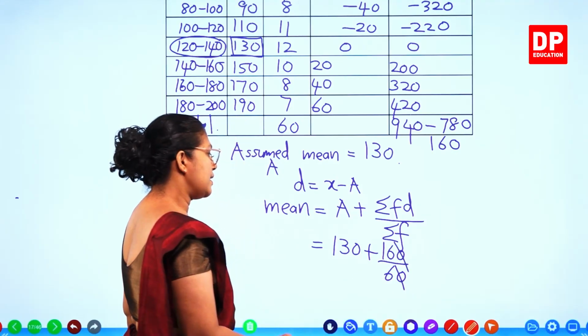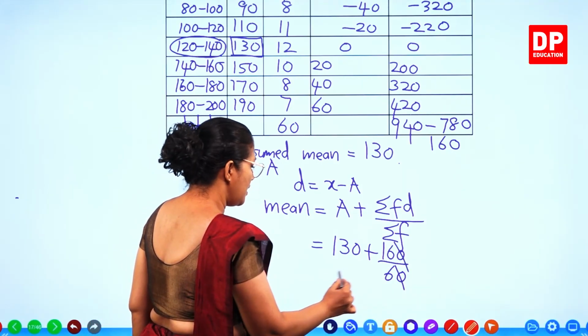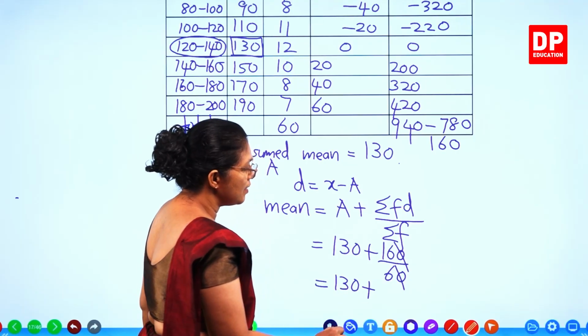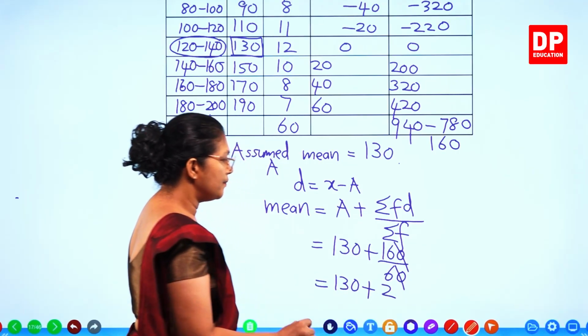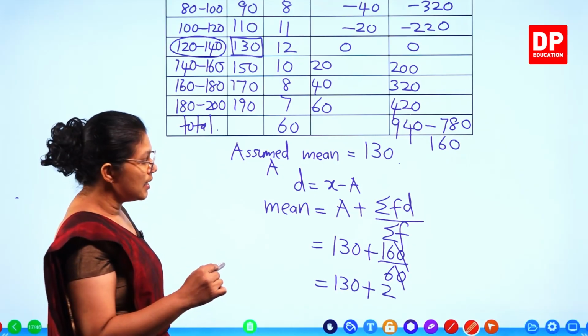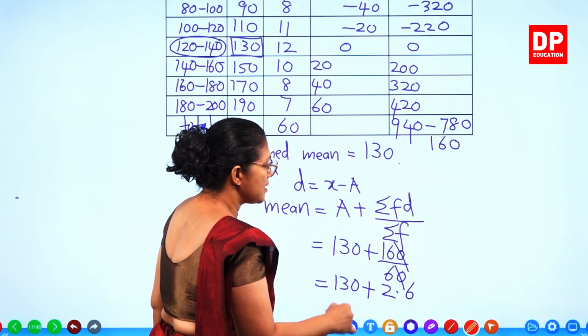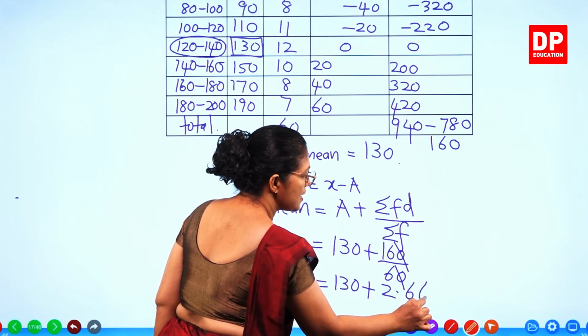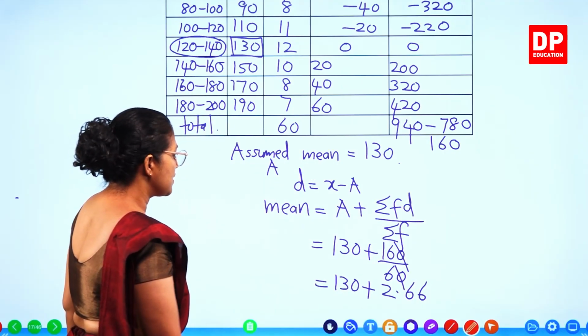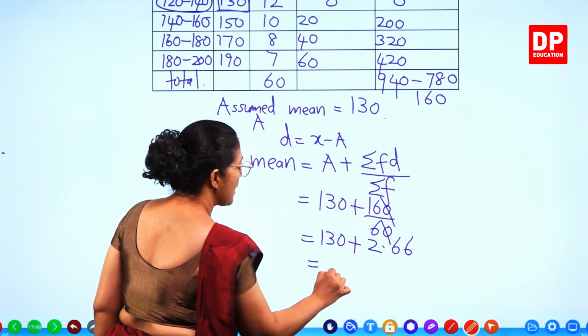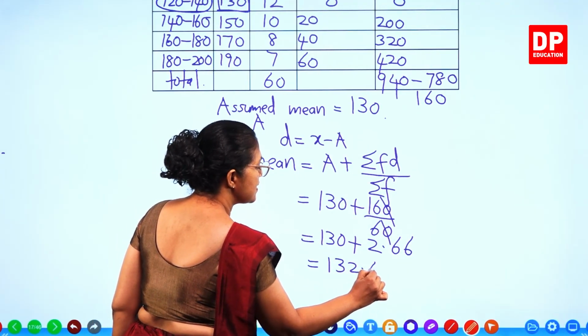Simplify, 0 gets cancelled out. So here you get 130 plus 16 by 6. 6 times 2, 12, 4 remaining. 6 times 6, 36. Again 4. 6 times 6. So it's repeating. So what's the final answer? 132.66.